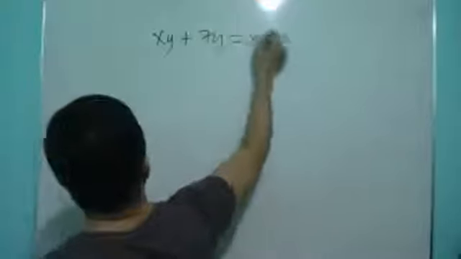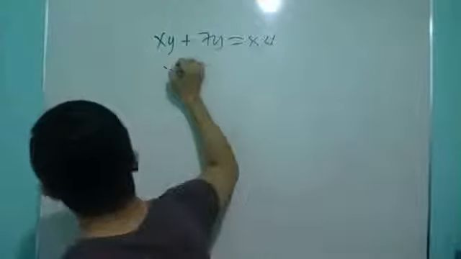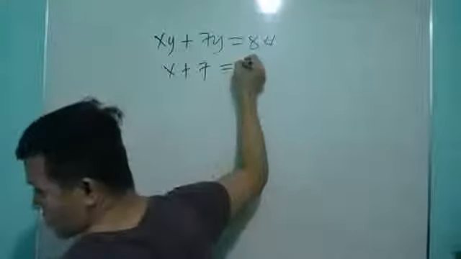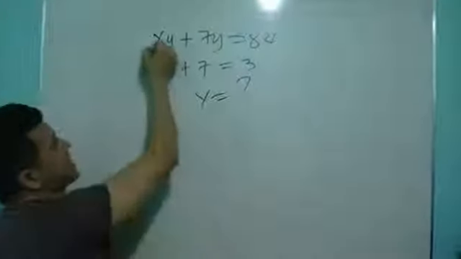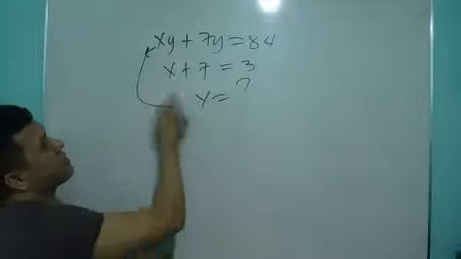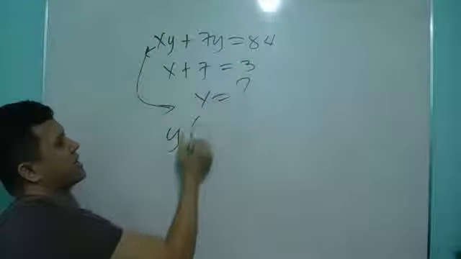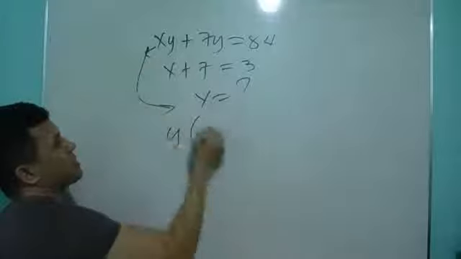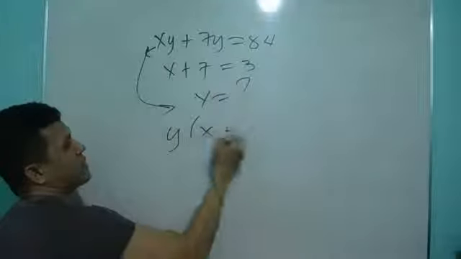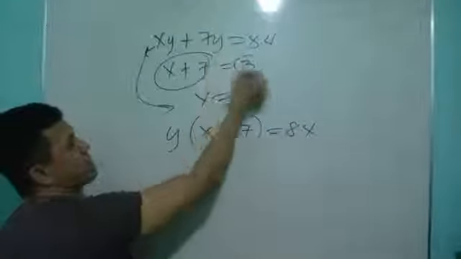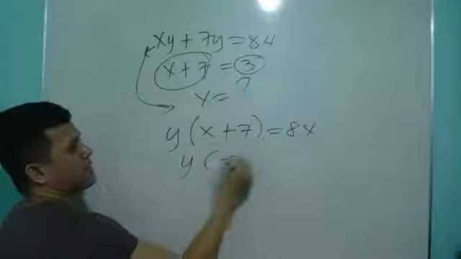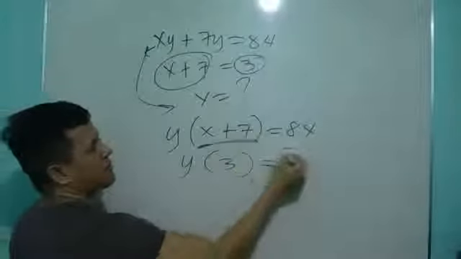Rationalization. Anyway, next one: if xy plus 7y is equal to 84, and x plus 7 is equal to 3, y is equal to what? In this case, factor this. The common factor is y. Put that y out, so y times the remaining: xy divided by y is x, and 7y divided by y is plus 7, equal to 84. And remember that x plus 7 is equal to 3, so y times 3 is equal to 84.